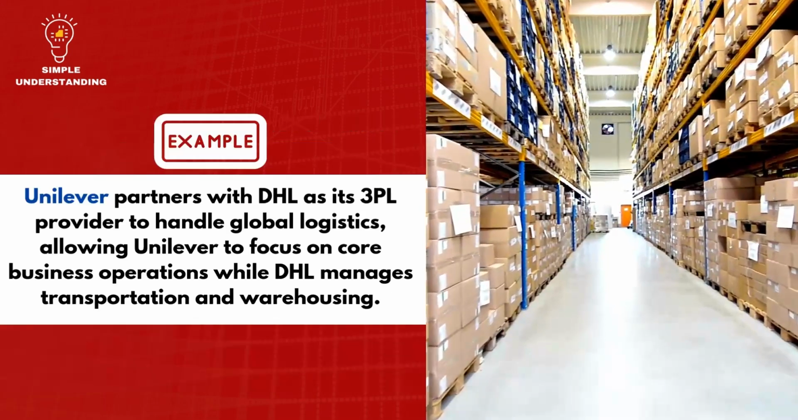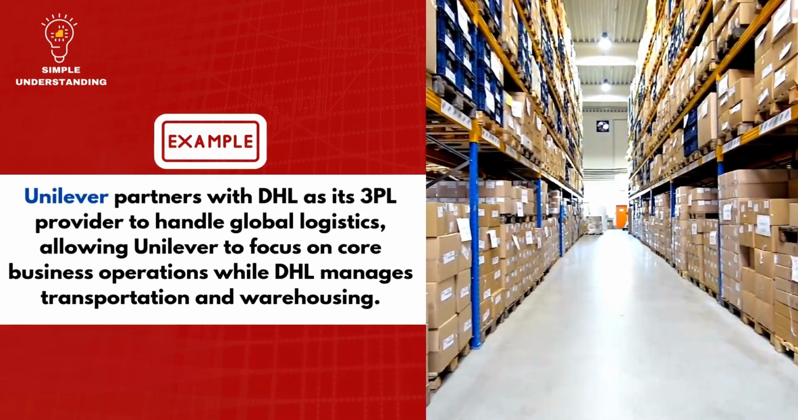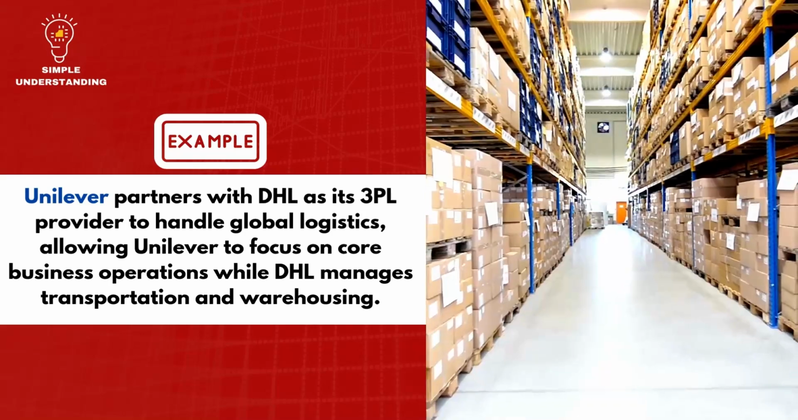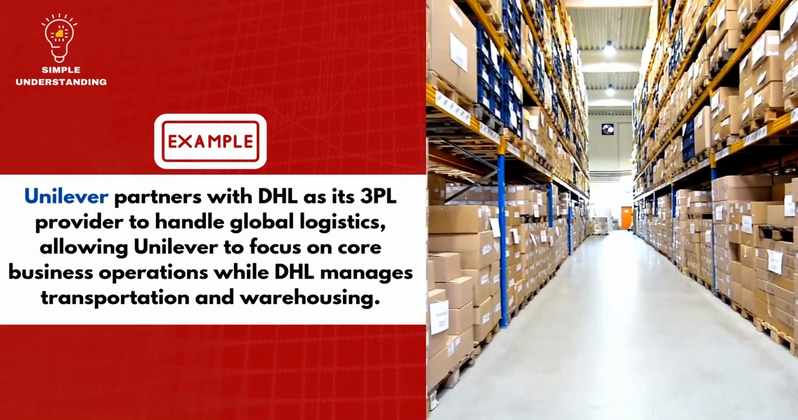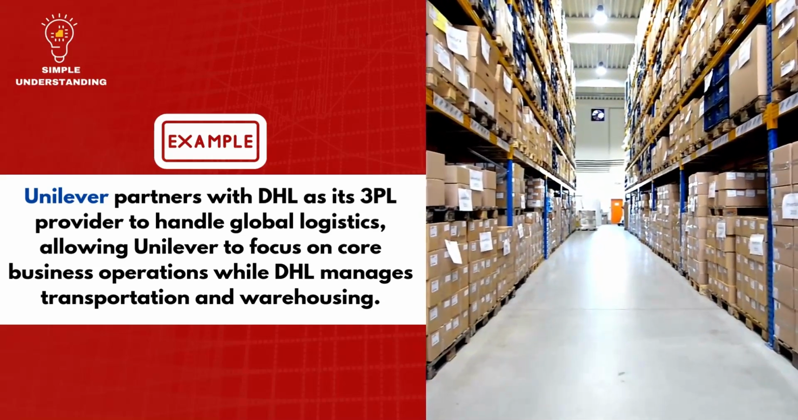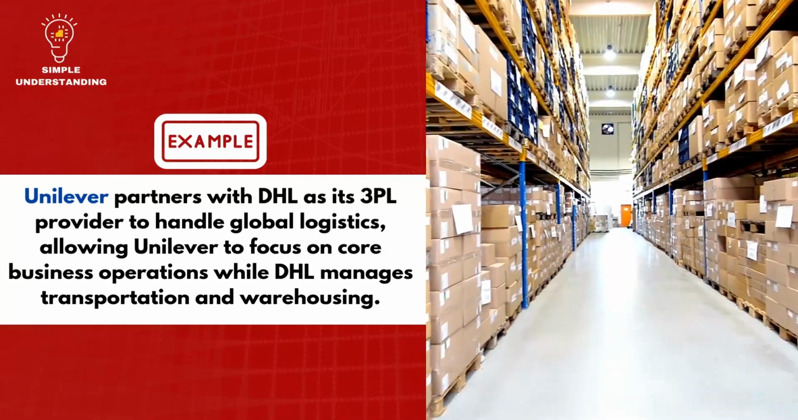Real company example. Unilever partners with DHL as its 3PL provider to handle global logistics, allowing Unilever to focus on core business operations while DHL manages transportation and warehousing.